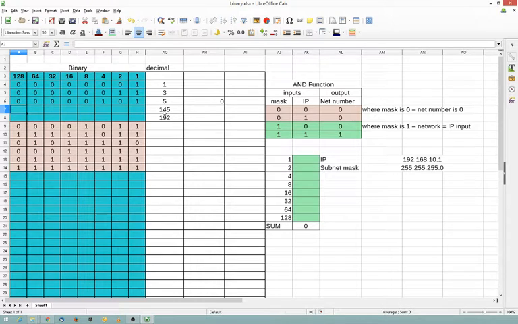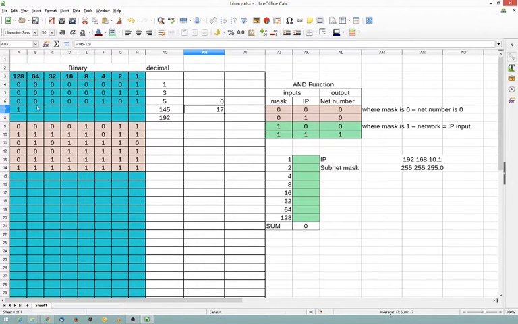So can 128 fit into 145? Well, yes it can. It'll fit once. So let's just put it here. So I'll put an equals in this now. So 145 minus 128 equals 17 is the remainder.